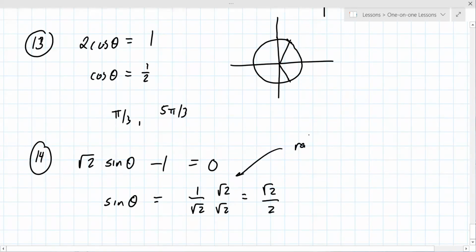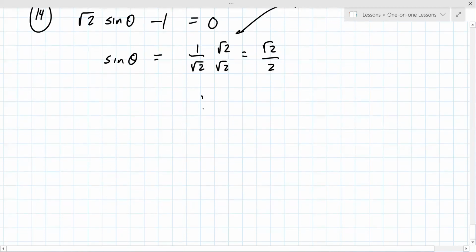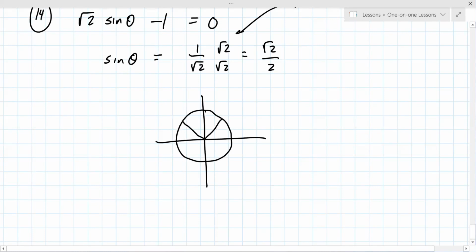That's the rationalize step. So again, it's asking where on the unit circle is the y value now, because sine's the y value. Where on the unit circle is the y value square root 2 over 2? And it's those 2 places. Pi over 4 and 3 pi over 4.